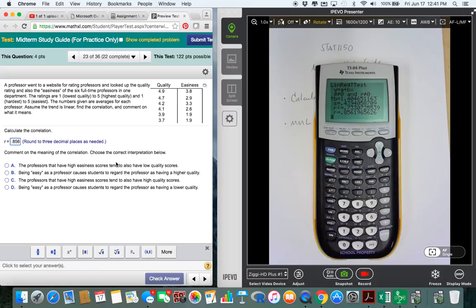Comment on the meaning of correlation. Now what happens since we got a positive correlation? It tells us as one goes up, the other goes up. So as the quality of the professor goes up, the easiness scale goes up. So the professors that have high easiness have low quality.